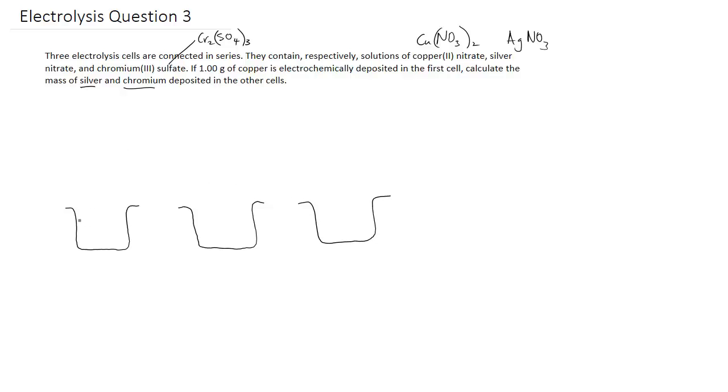So we have the solutions, we know what they are. They contain the ions, the electrolytes. Here, in that solution, say we've got copper nitrate electrolyte. In that solution there we have silver nitrate. And in this solution here we have chromium sulfate. Okay, so we've got our solutions.